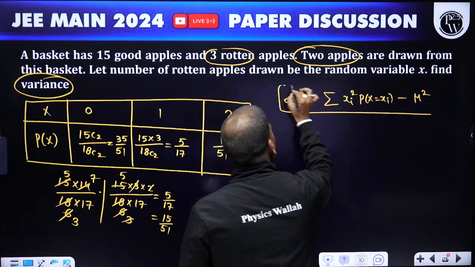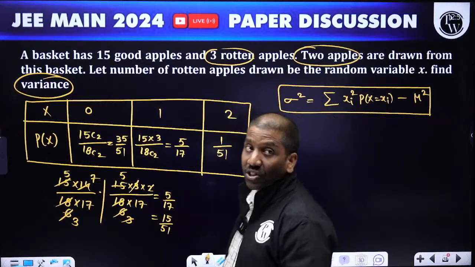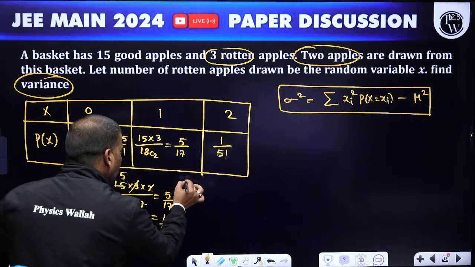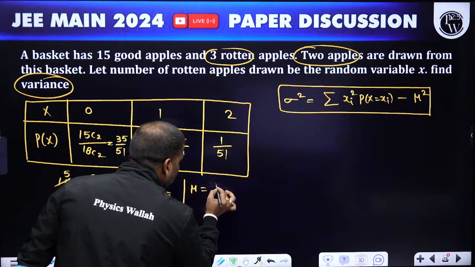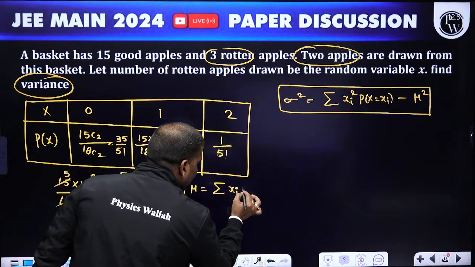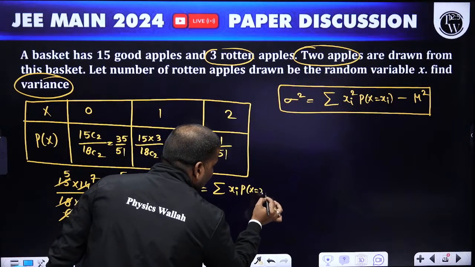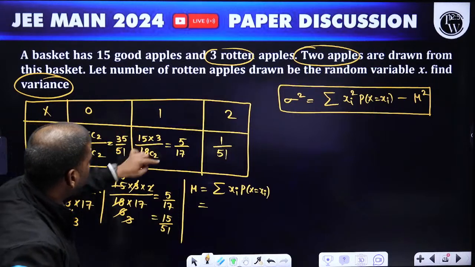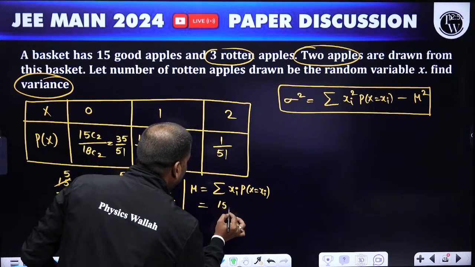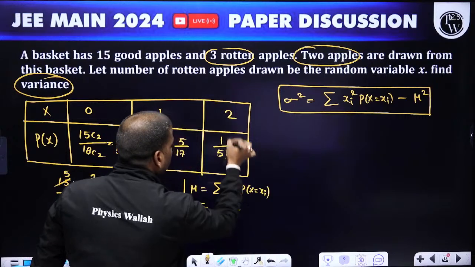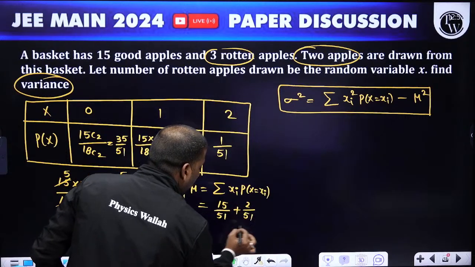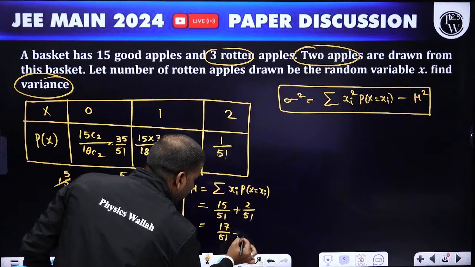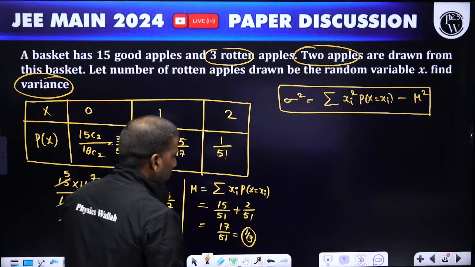This is the most interesting result in statistics as well as in probability, right? So, first we want mu. We need to find mu. What is mu? Sigma xi times P of x is equal to xi. When you multiply these two, 0. This is 5 by 17. So, that means 15 by 51. Plus, what about this? 2 by 51. What do you get? 15 plus 17 by 51. 17 by 51 is 1 by 3. So, this is 1 by 3.